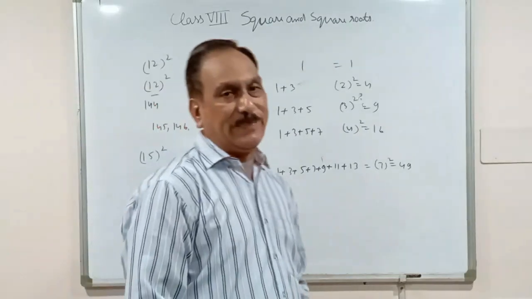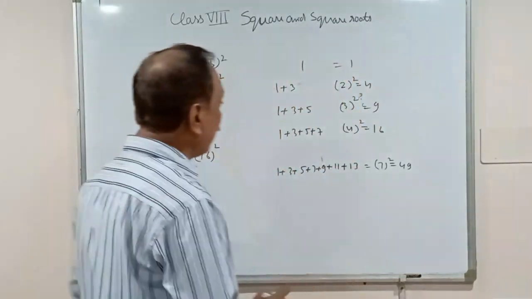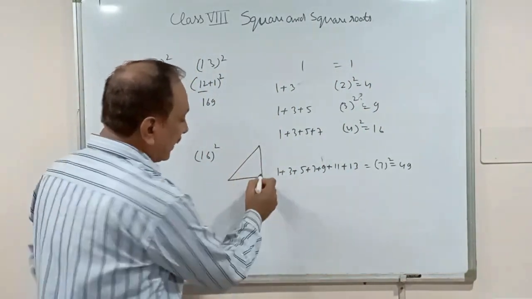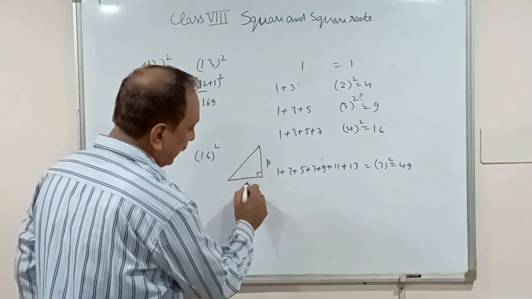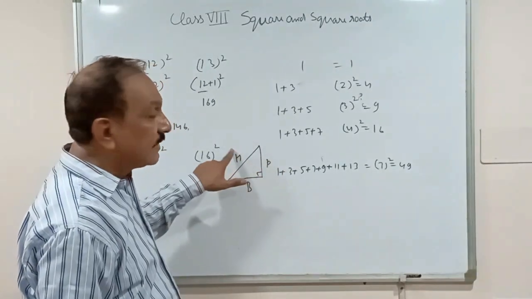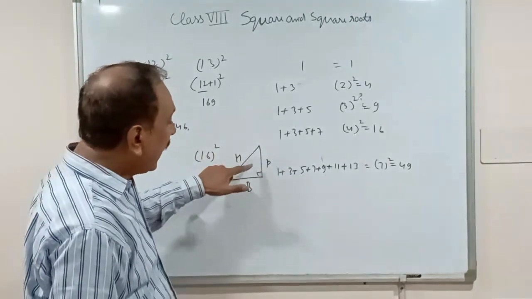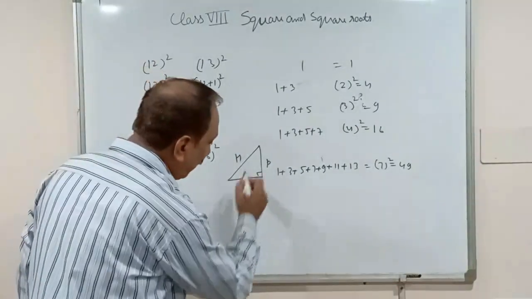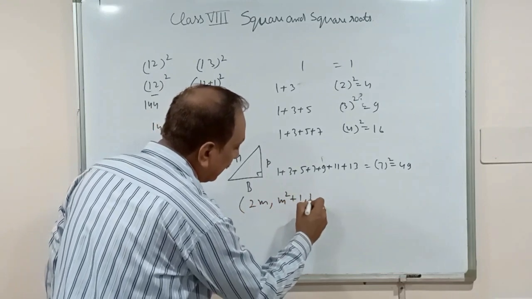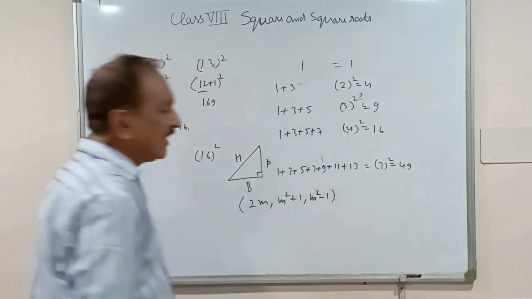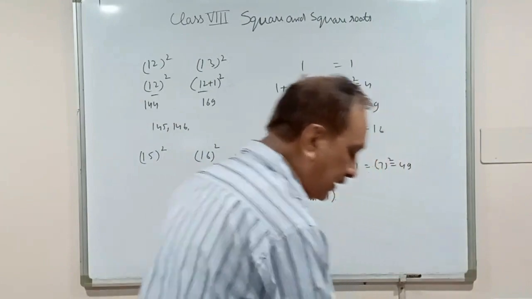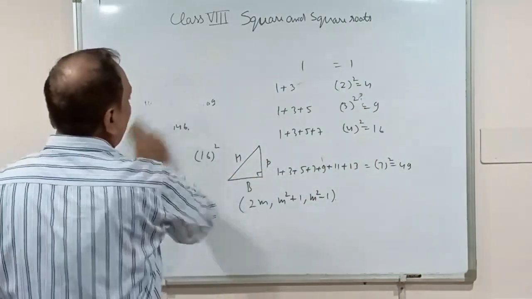Next property is Pythagorean triplet. You know Pythagorean triplet. You know this formula: right angle triangle. This right angle, perpendicular, base, or this is hypotenuse. You know this formula: base square plus perpendicular square is hypotenuse square. In Pythagorean triplet, we will take 3 sides of this triangle as 2m, m square plus 1 and m square minus 1. It's very simple. Question इसमें इस तरह बनता है.